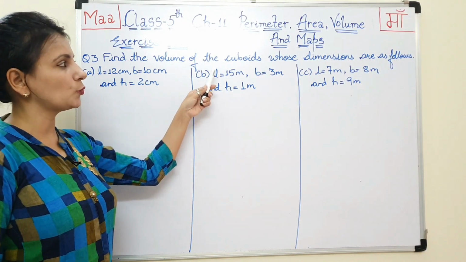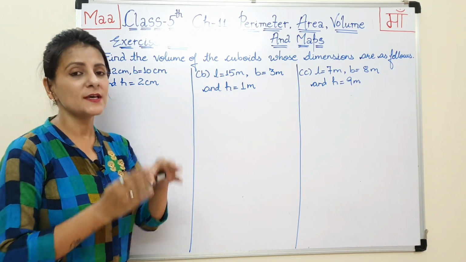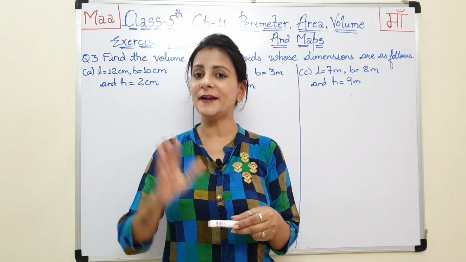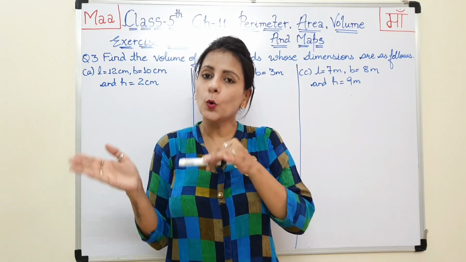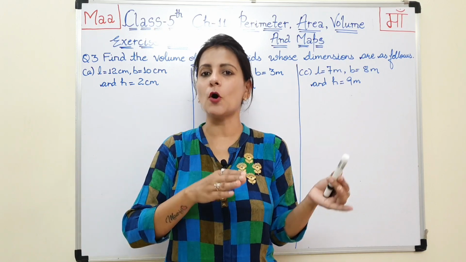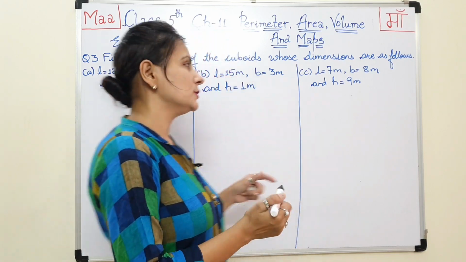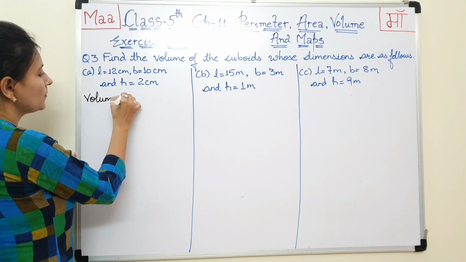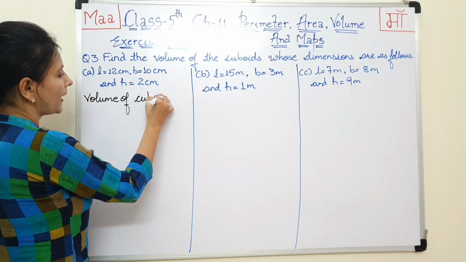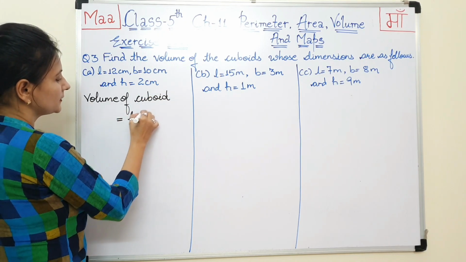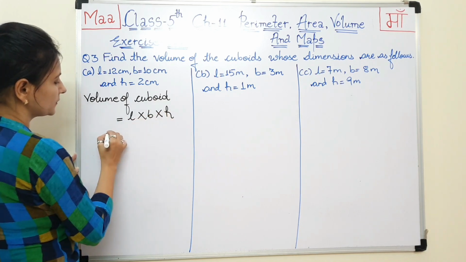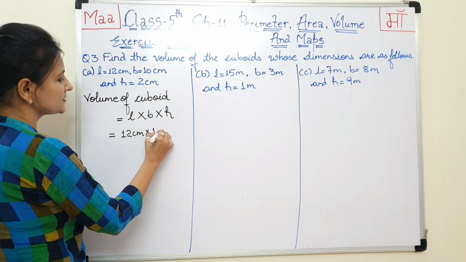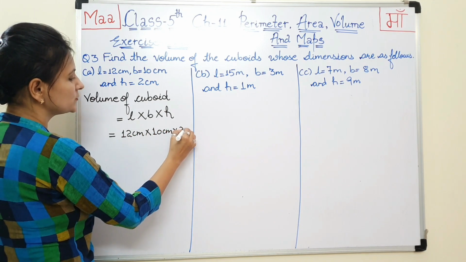See now, this is your question number 3. It is: find the volume of the cuboids whose dimensions are as follows. That means 3 parts are there and all the 3 parts are the shapes of cuboid and its dimensions are already given in the question. We only have to put these dimensions in the formula and find out our answer. So see, first of all, in A part, you will be putting the formula volume of cuboid and it is length into breadth into height. So put the values. Length is 12 centimeter, breadth is 10 centimeter and the height is 2 centimeter.